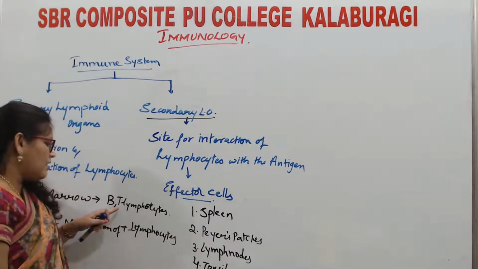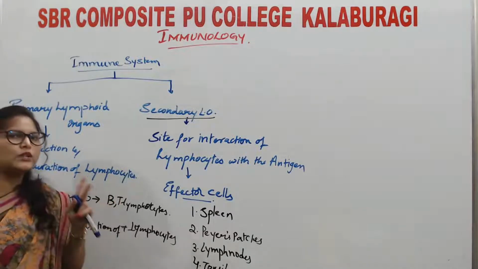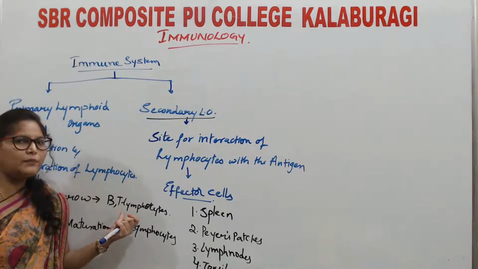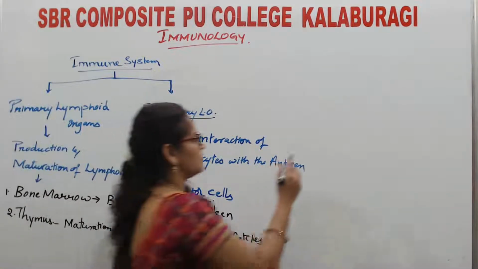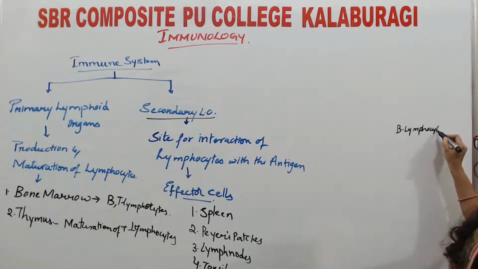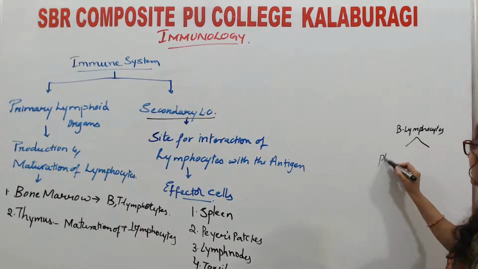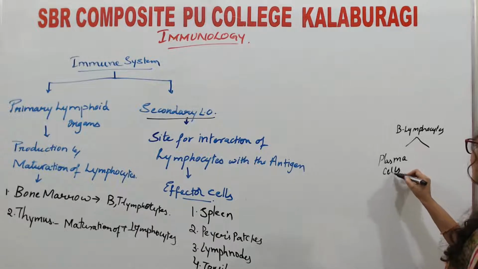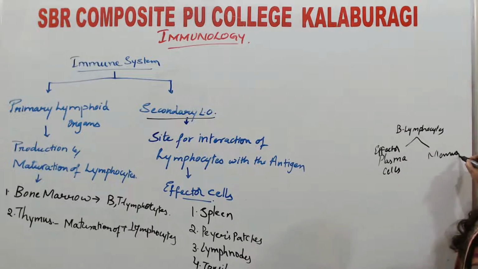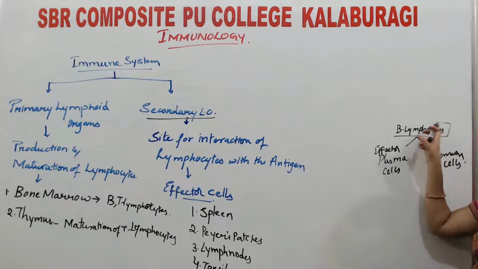Is that clear? When a B lymphocyte comes in contact with an antigen, it will produce two types of cell population. What are they? Memory B cells and effector plasma cells. Hope you remember. When a B lymphocyte comes across the antigen, it will proliferate into two types of cells: effector plasma cells and memory cells. The production and maturation has taken place in the bone marrow.